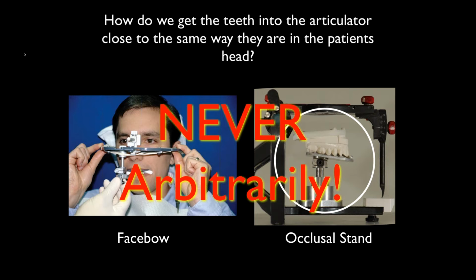You have a locked contra guidance. You have a rigid system that's not going to allow the mandible to move outside of its ranges. And if we have our arches in the wrong place, they're not going to move right. In fact, it'll be worse than if we're just using a plastic hinge of some kind, like a vertex, or nothing at all, just hand-holding casts.